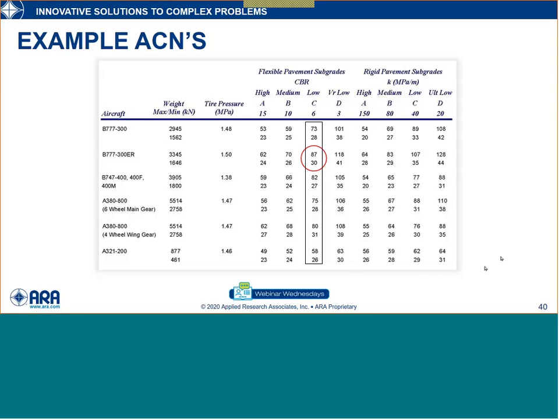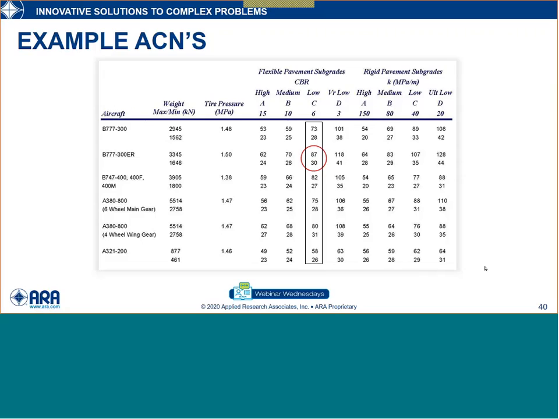One of the reasons that we moved away from that to this ACN-PCN procedure is that weight really isn't the most important thing in the damage that an aircraft does. What really drives it to a large degree is going to be the gear configuration, the spacing between the tires, the tire pressure, things like that.